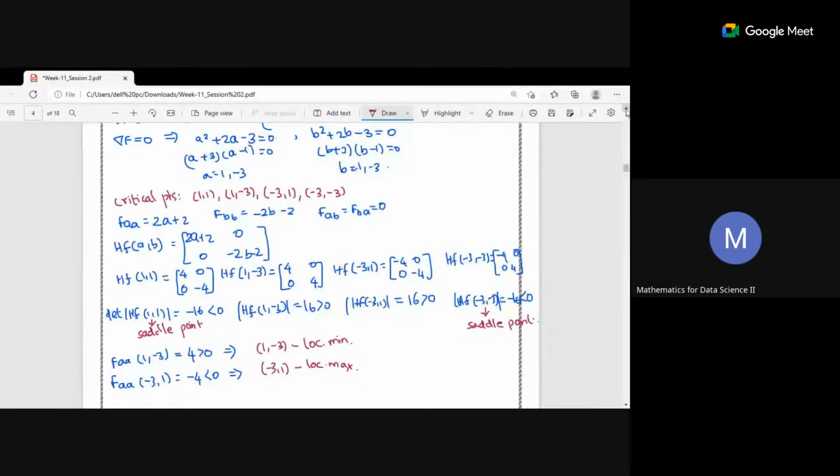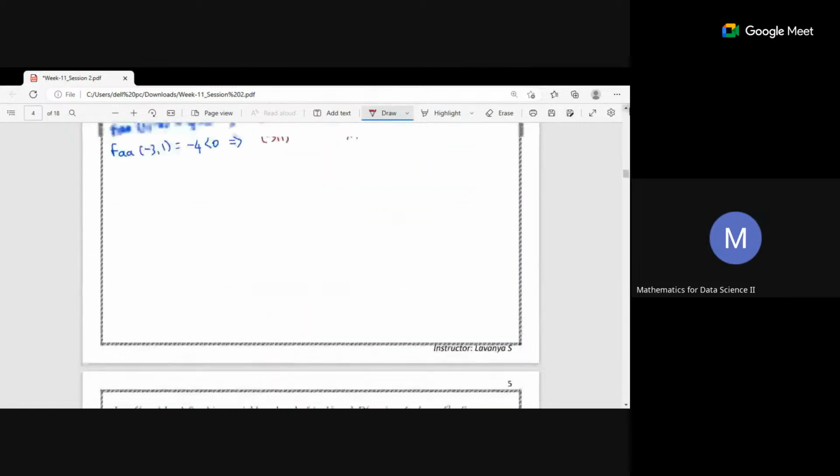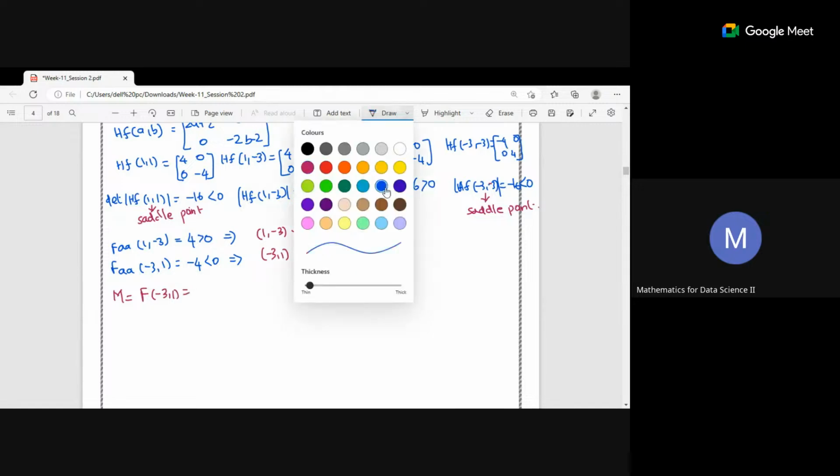Now let us look at the question again. If m denotes the maximum value of the function, then what is the value of 3m? That is what is asked. Now you know at which point the maximum occurs. So now your m is equal to f of (minus 3, 1). So let us evaluate this.